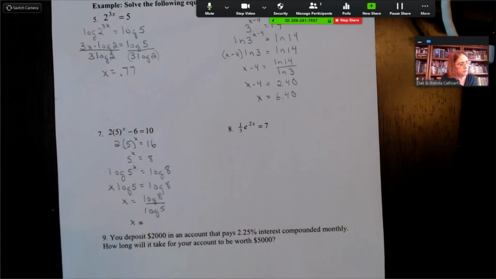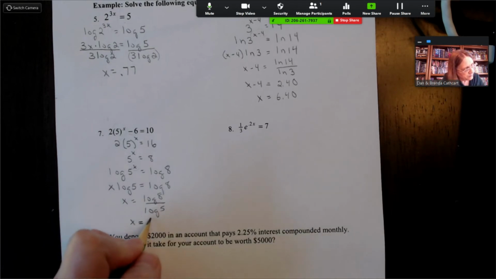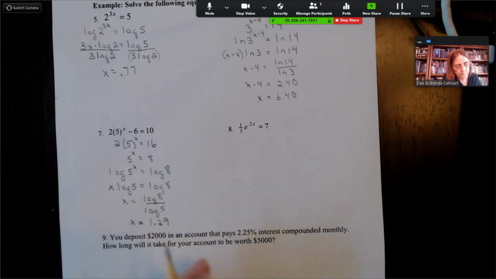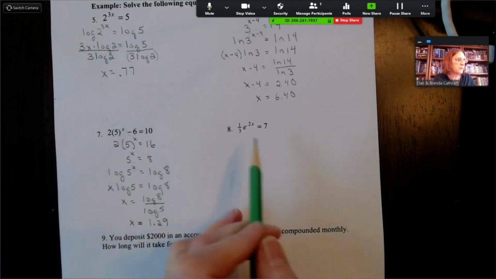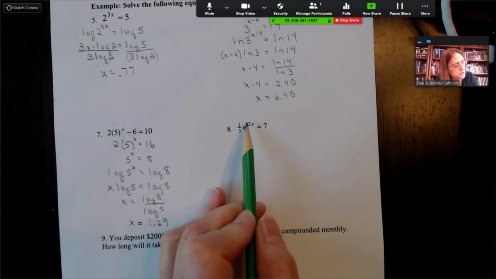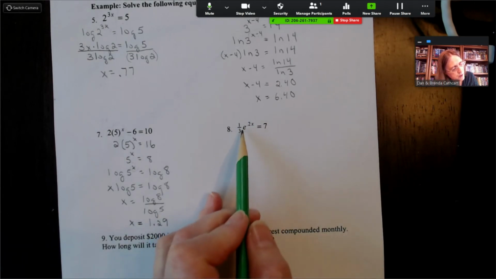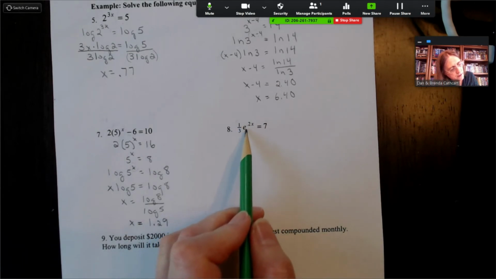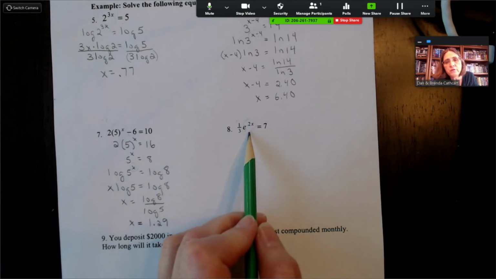And we can put that into our calculator, and when we do that, we get 1.29. Okay, one more. Notice that this one already has a base of e, so it's one of our desired bases. We're going to start this exactly the same way. We're going to get the exponential part, the e to the 0.2x, by itself.